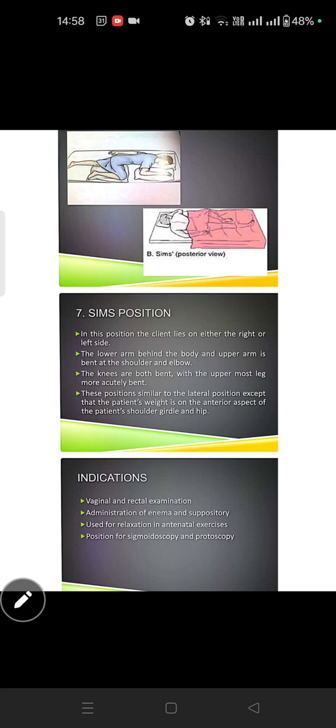Then we go for the Sims position. In Sims position we have the posterior view. We use it for vaginal or rectal examination, enema, suppository, anal or rectal exercise, sigmoidoscopy, and proctoscopy. We can do these in the Sims position.